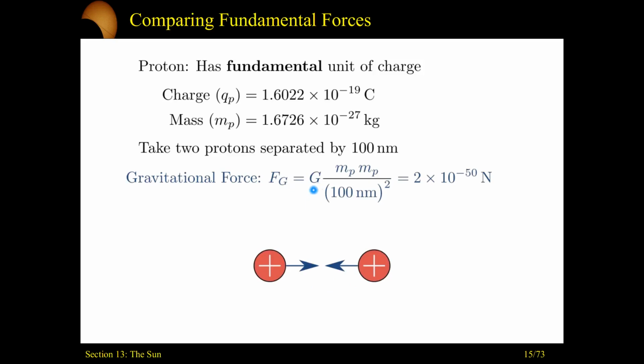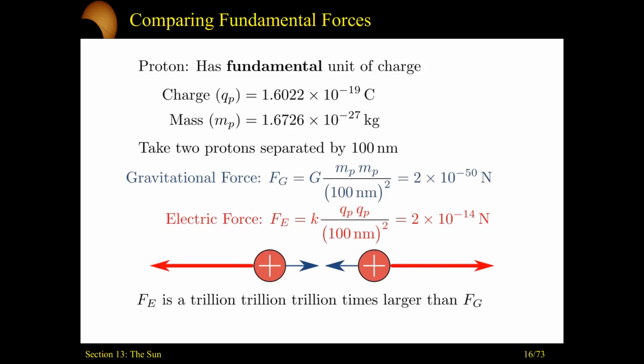Gravitational force is gravitational constant, mass of proton, mass of the other proton, 100 nanometers separating them, square that out, do things in the correct units, and you're going to find this value here. What I want to emphasize, proton mass, that came from up here. We looked it up. Important number to have, and it is 1.6726 times, this is the important part, 10 to the minus 27th kilograms, right? That's our proton mass.